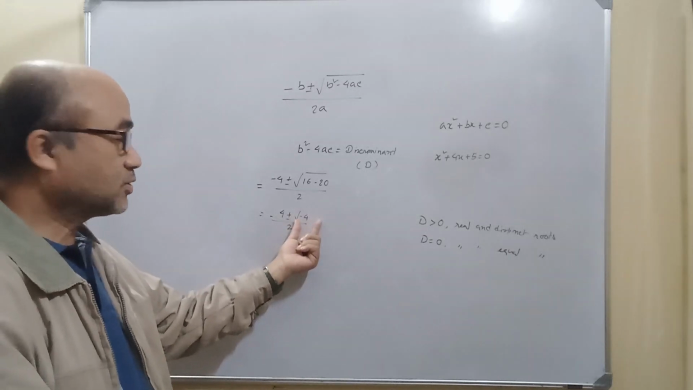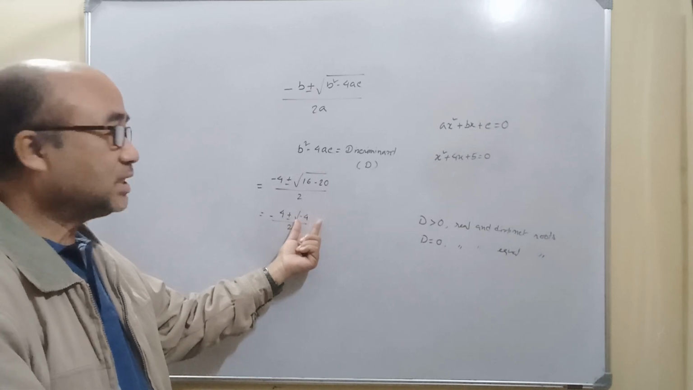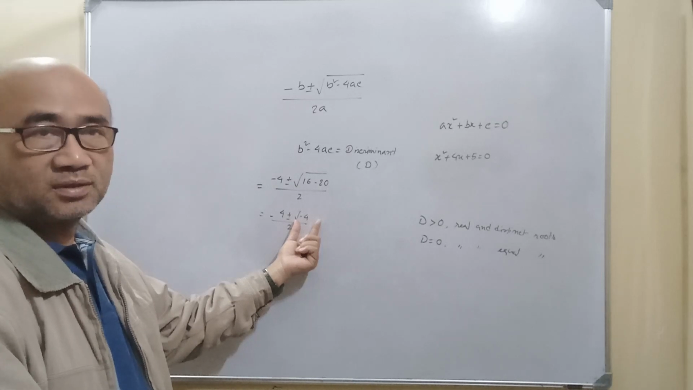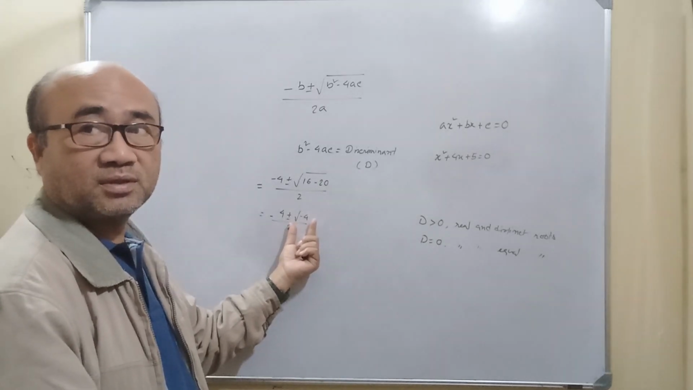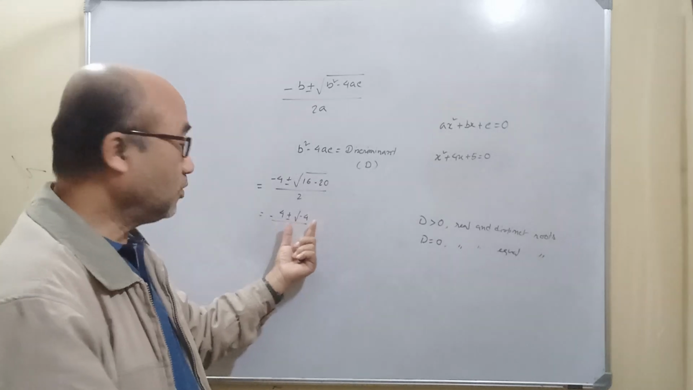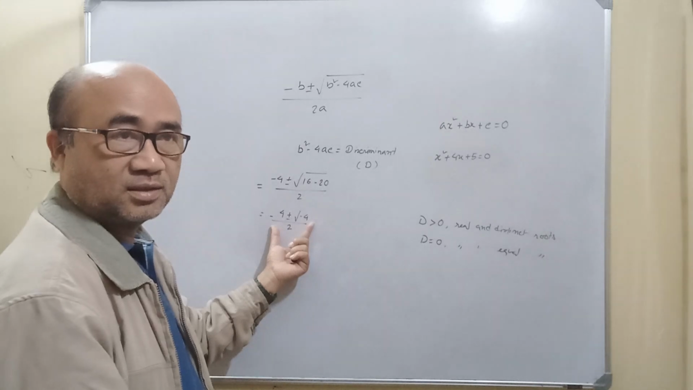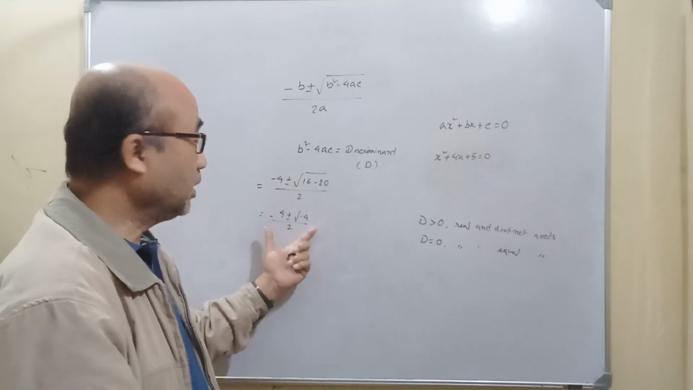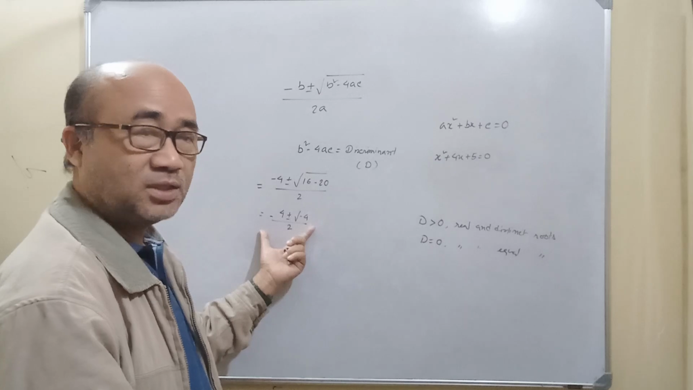But what is the square root of minus 4? A negative number has no real square root. Right? A negative number does not have real square roots. So this whole thing is not real. So the roots are not real. So we have imaginary roots. So what is the conclusion?